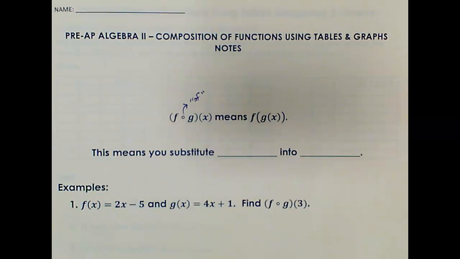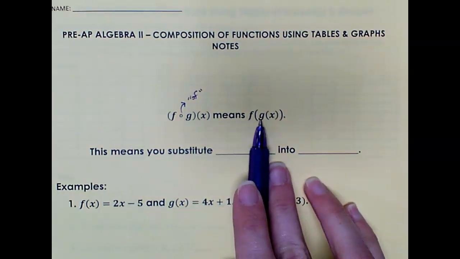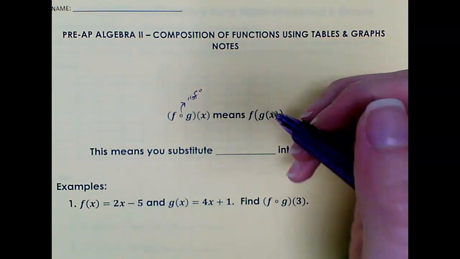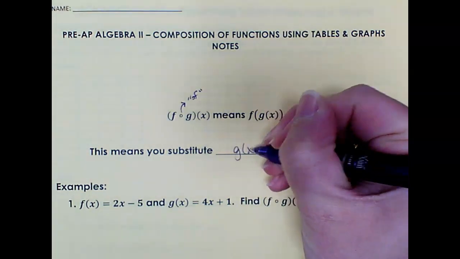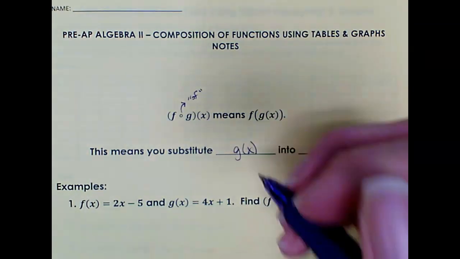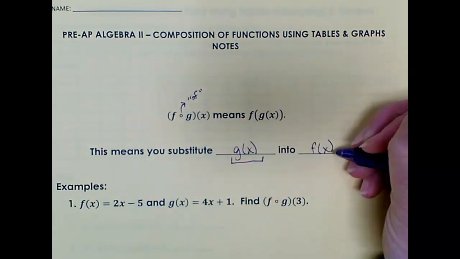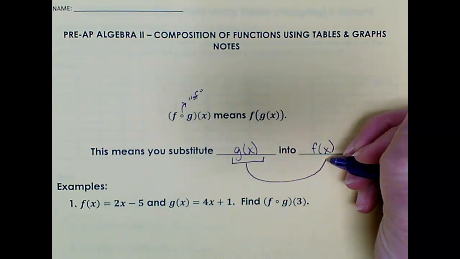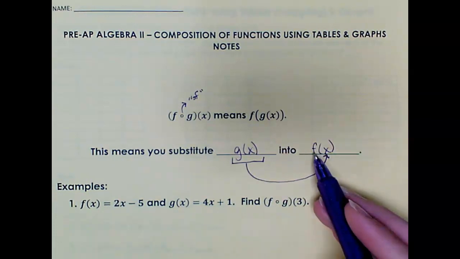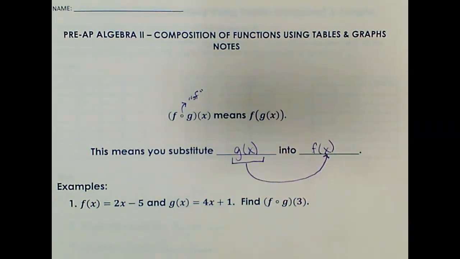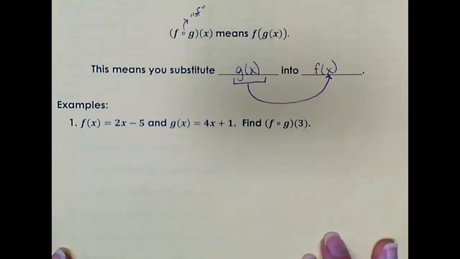So when you compose these functions, f of g of x, this means that you substitute g of x, whatever your function g of x values are, into f of x. You take them and you put them right here, and then you evaluate your function f at that new number. So let's look at the examples.